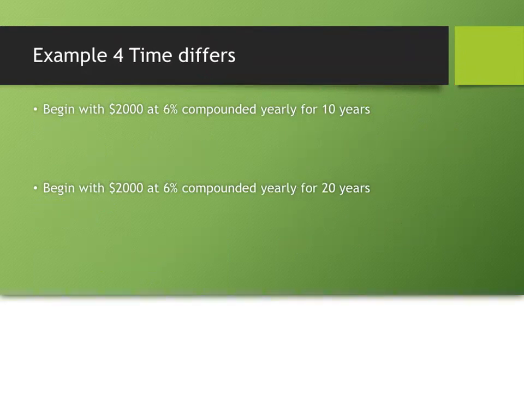The last thing we're going to adjust is the time. So I want you to read these 2 examples. We're going to, in essence, double the time. We're going to go from 10 years to 20 years. I want you to calculate these. Again, push pause on the video, calculate them, and then come back.